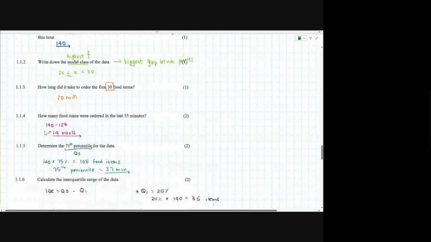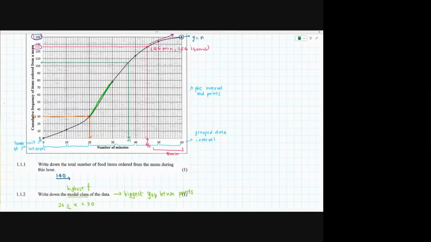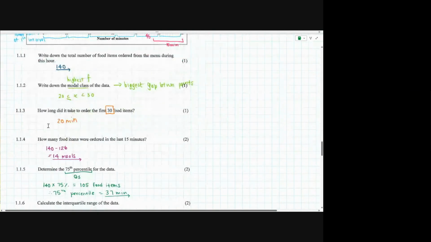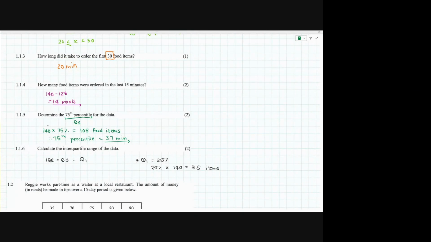And so again, we go up to our graph. We go to 35 items, which is about there. We read across. Okay, we read down. I'm going to do my best to get this as accurate as it should be. It's halfway between 21 and 22, so it's about 21.5 minutes. Again, there would be leeway. All right. So Q1 is at 21.5 minutes.